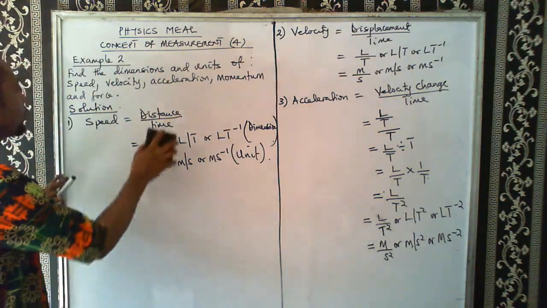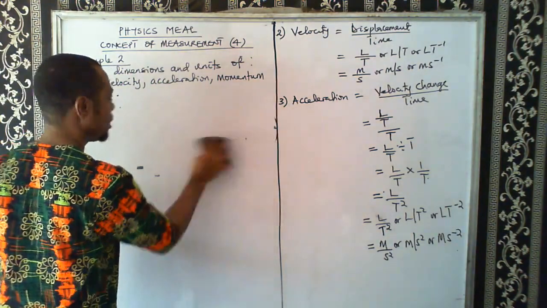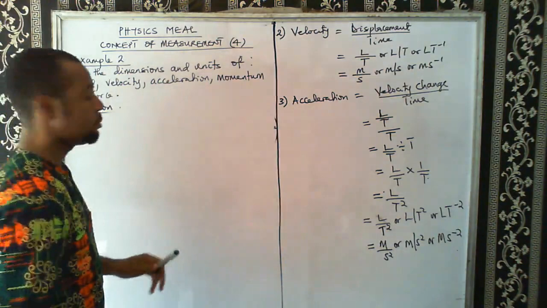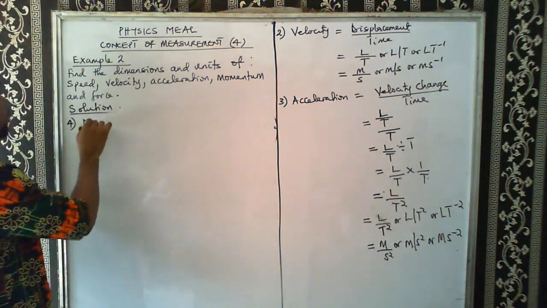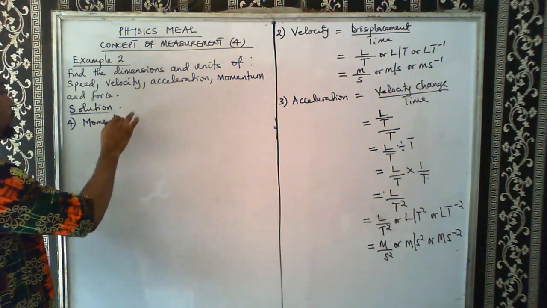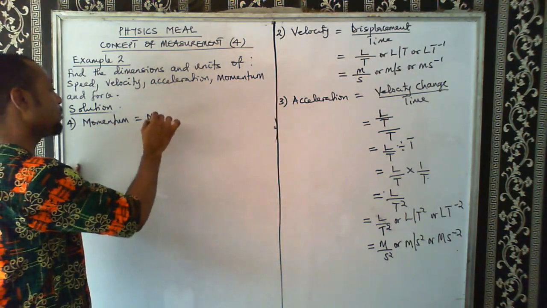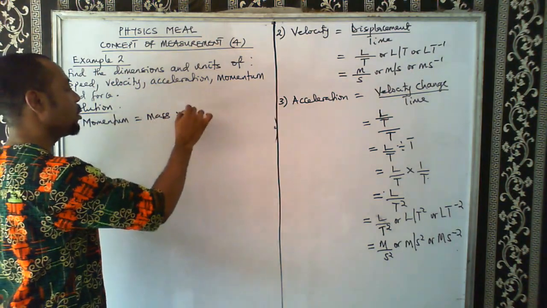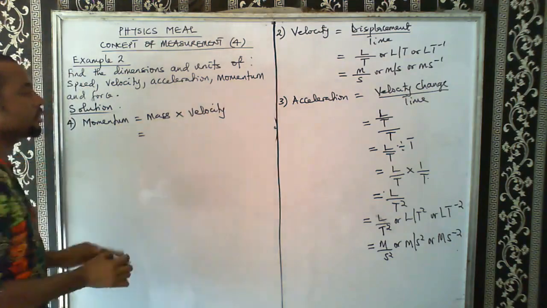So we'll look at the fourth one, which is momentum. The fourth quantity, momentum. What's the formula for finding momentum? Because that's the first thing we write. Mass times what? Velocity. So momentum is mass times velocity.